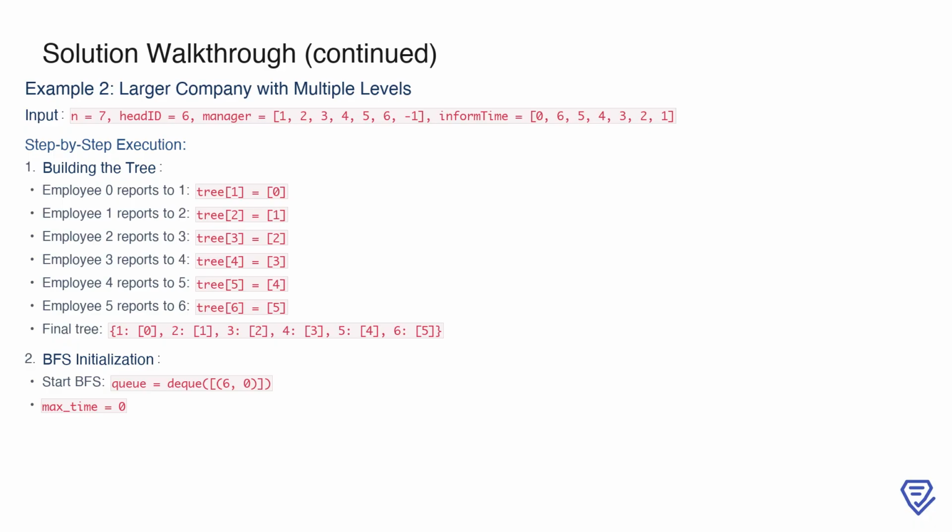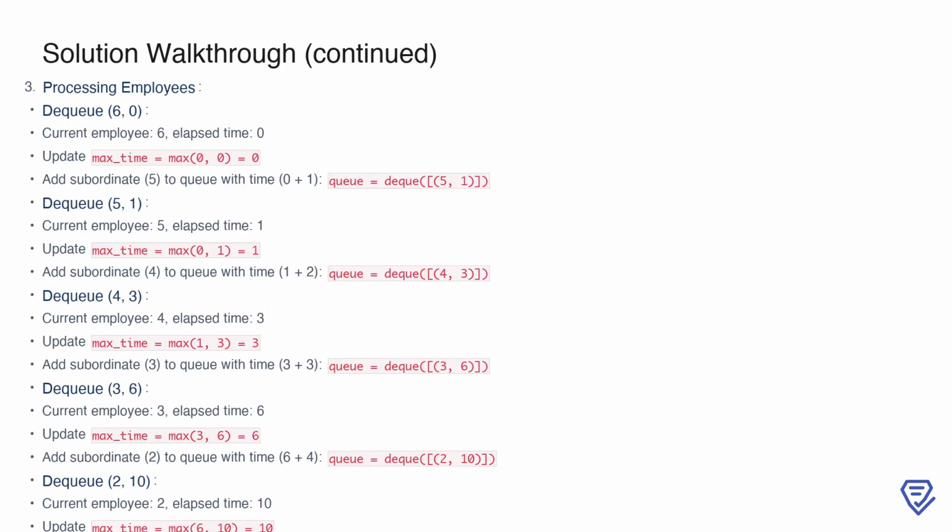With the tree constructed, we initialize the BFS process with employee 6 at time 0, and max_time set to 0. Starting the BFS traversal, we first dequeue employee 6 at time 0. Since employee 6 has 1 subordinate, employee 5, we calculate the time to inform them as 0 plus the informed time of employee 6, which is 1. Employee 5 is then added to the queue with time 1. Next, we dequeue employee 5 at time 1, update max_time to 1, and add their subordinate, employee 4, to the queue with time 1 plus the informed time of employee 5, which is 2.